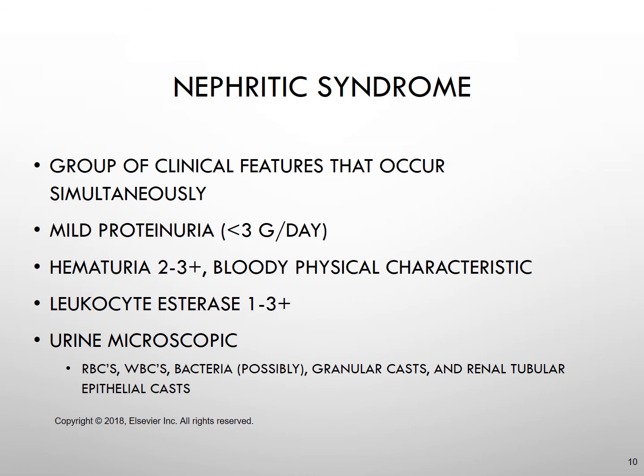With a little bit of cloudiness due to the increased leukocytes that are present, leading to a 1 to 3 plus leukocyte esterase dipstick. In the microscope, you're going to see red cells, white cells, possibly bacteria, not all the time. You might see granular casts due to the breakdown of the white cells and red cells, and you might see renal tubular epithelial cells.